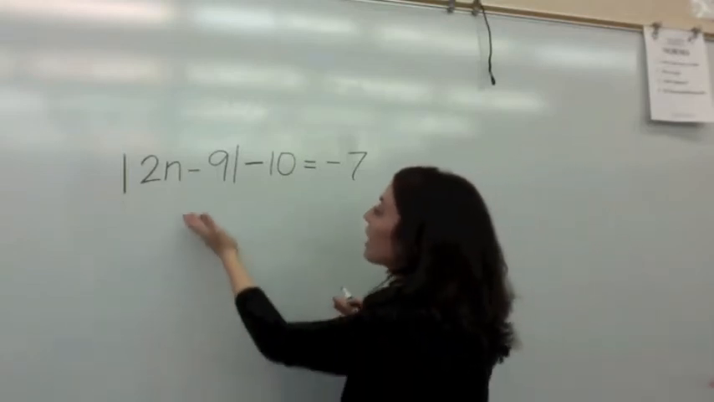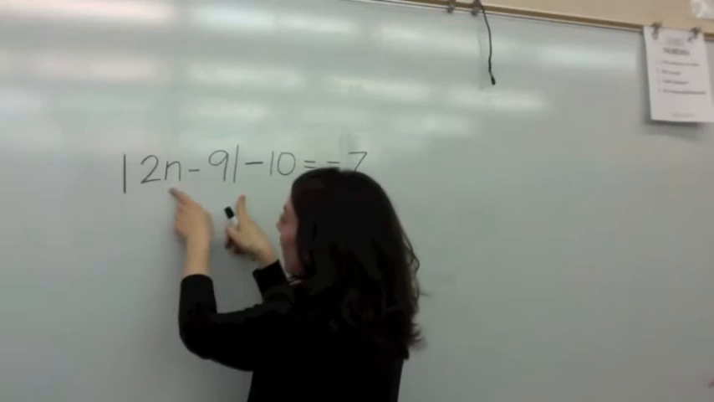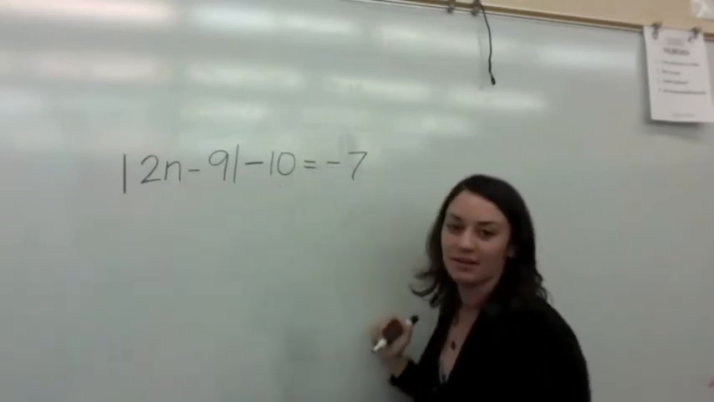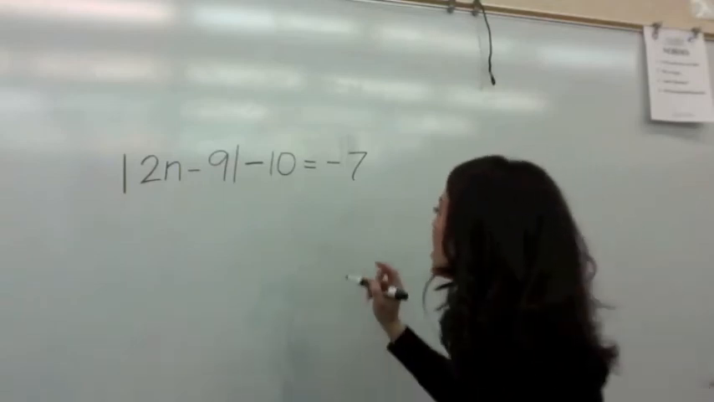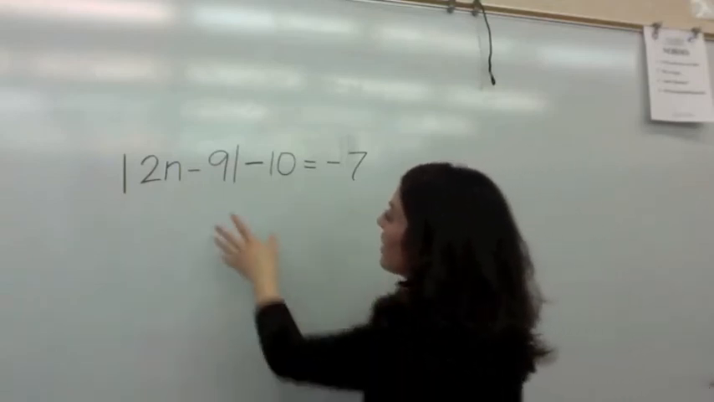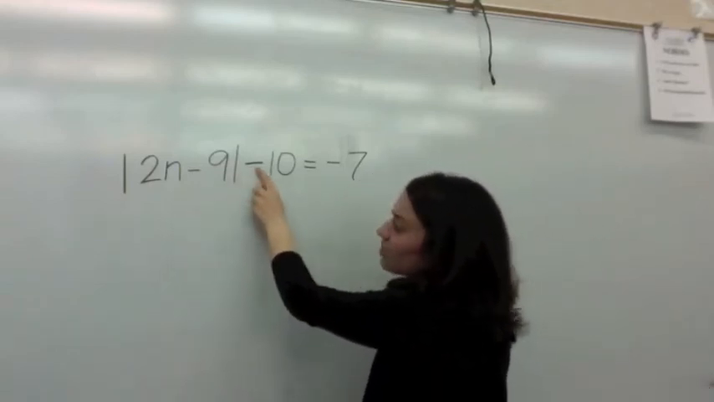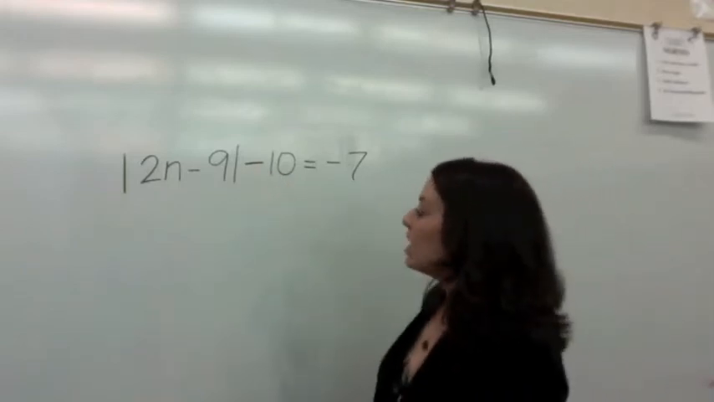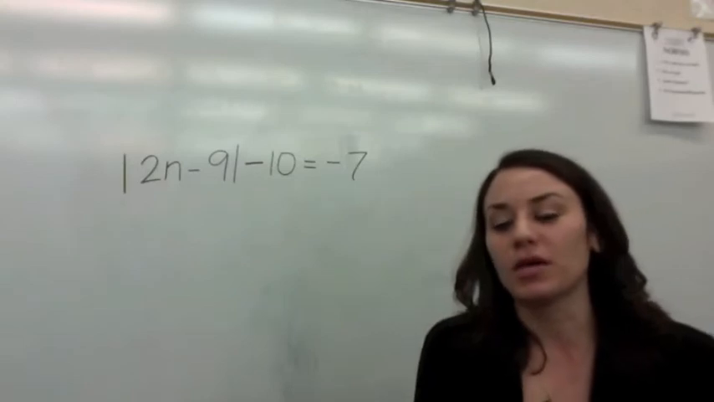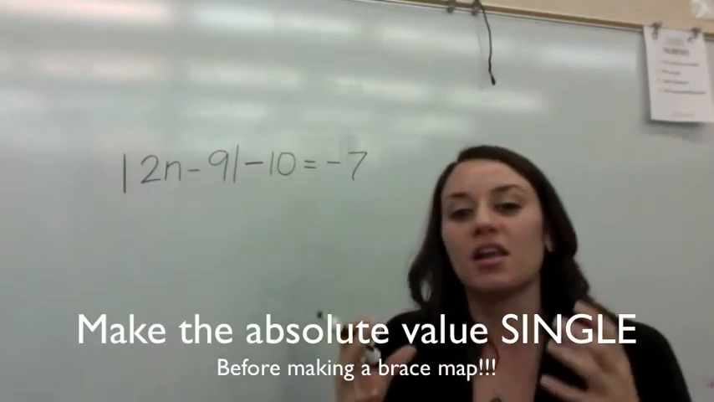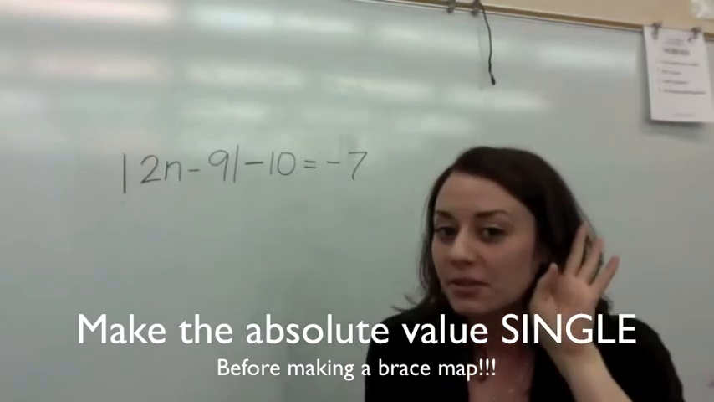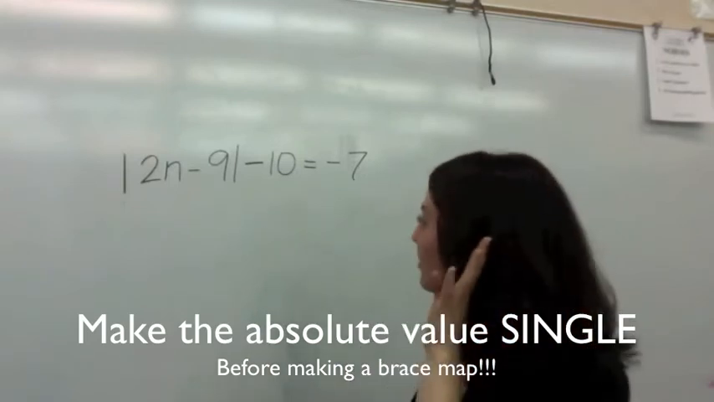And so when you take a look at it, you have the absolute value of 2n minus 9, but then you have a subtract 10 equals negative 7. Okay? So you say, no, she is not single because she's trying to get rid of Mr. 10 still. She's trying to get rid of him. Now, what you have to do is make sure that she is a single lady before you make your brace map. Before you do what? Make your brace map, that's right.